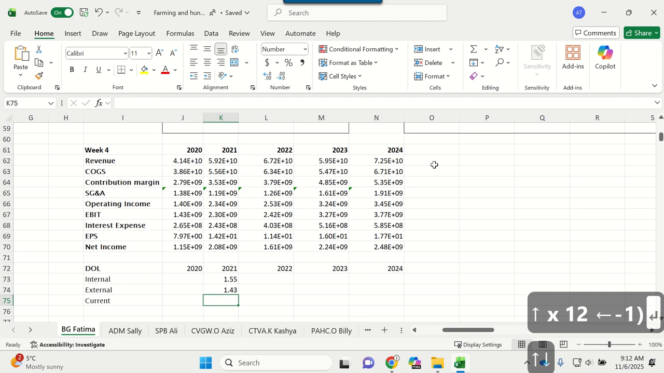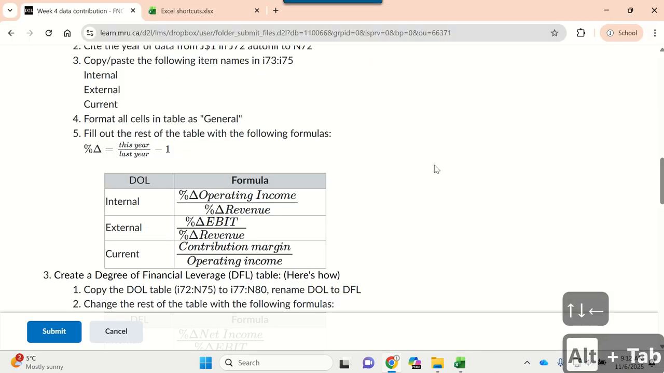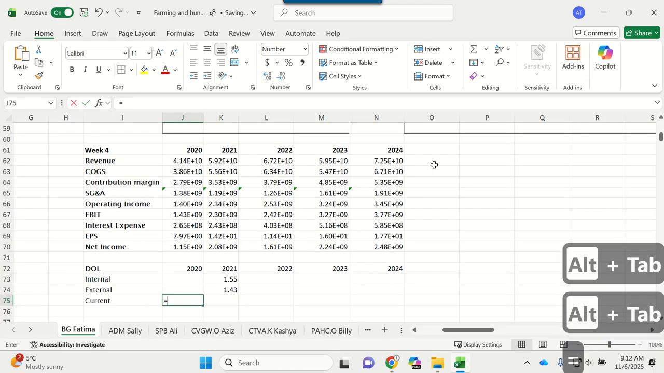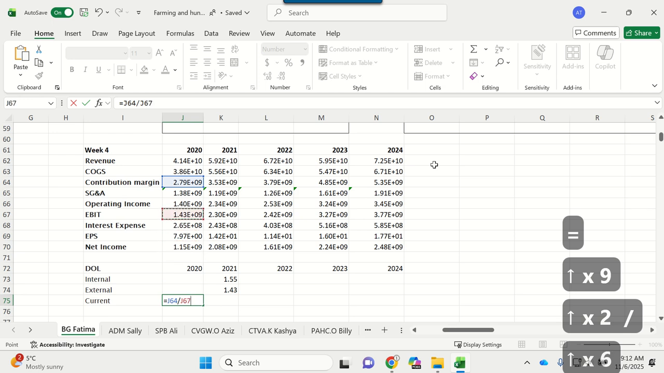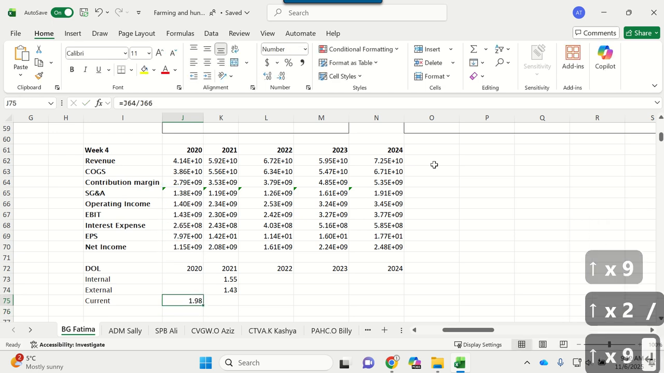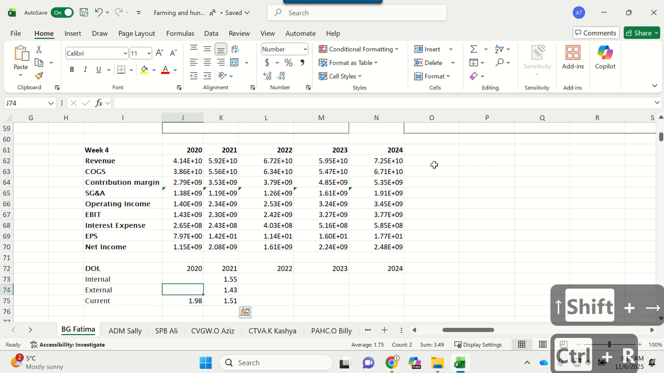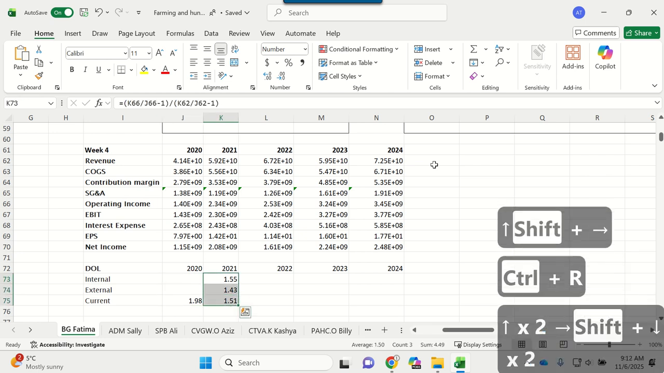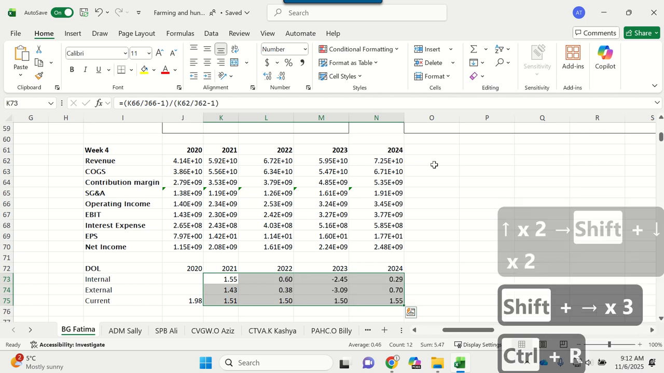And then finally, current, and I can start that on 2020. That is the contribution over the operating income. So equal contribution divided by operating income. And I'm going to just fill that over just once, shift and to the right, control R, so that I can get all these three shift to the right, control R for all the years.